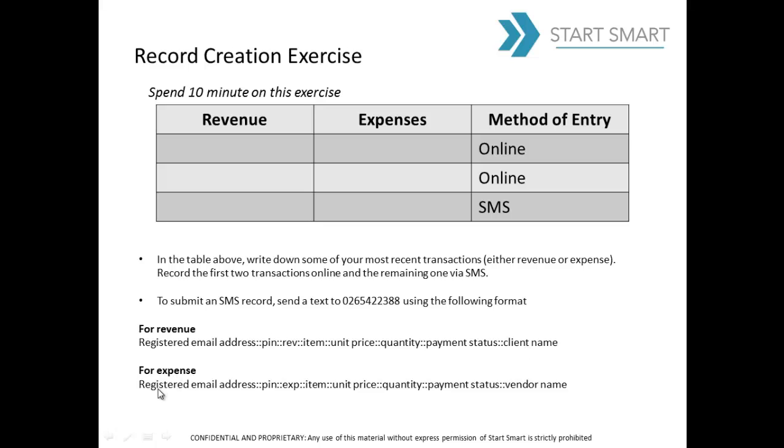Similarly for expenses, you have your registered email address, your PIN, you have the word EXP for expense, you list the item, the unit price, the quantity, the payment status, and the vendor name. So that's the record creation exercise.